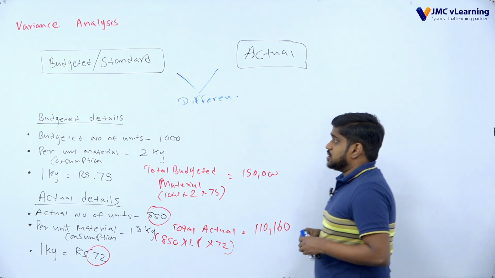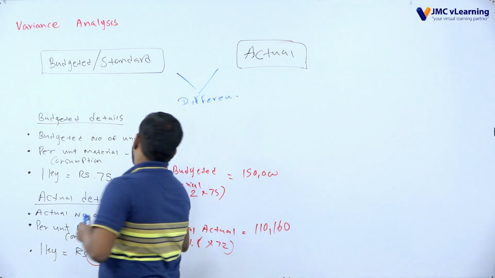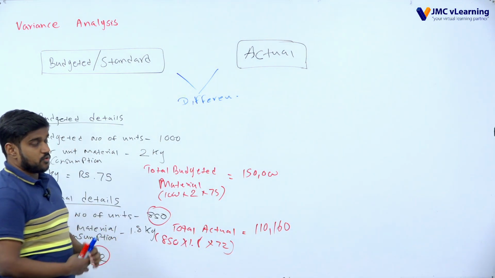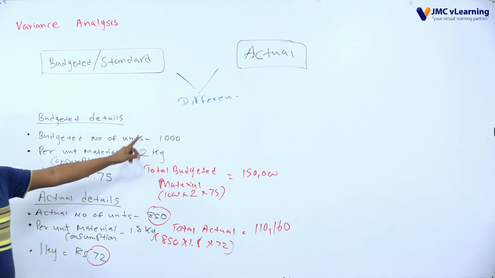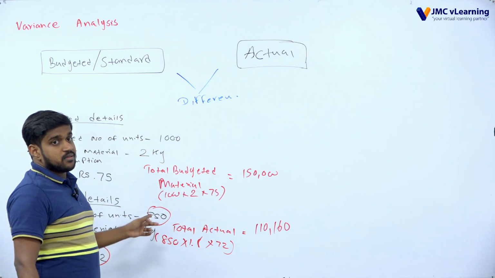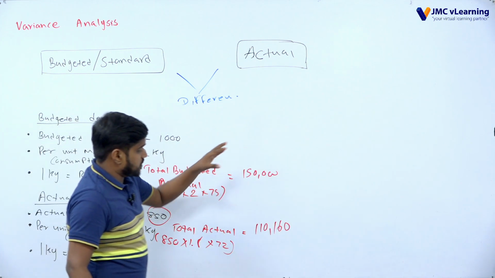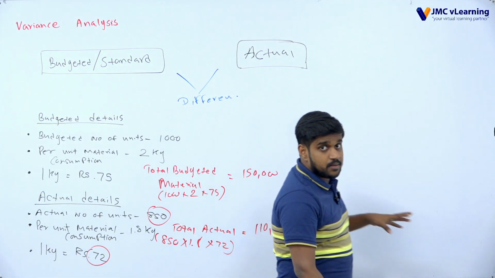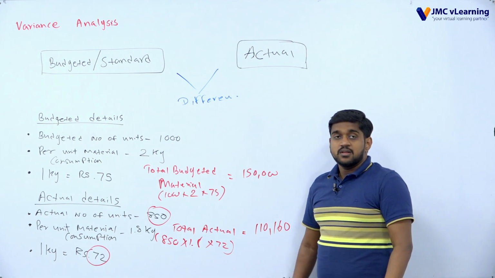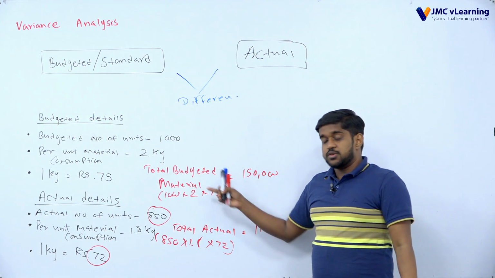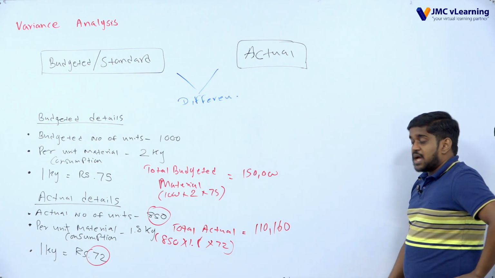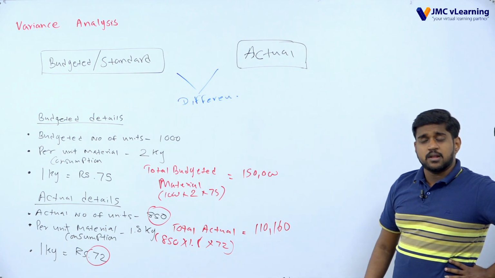But can you remember, I told you normally we can't compare this budgeted data with actual data, because this budgeted data is based on what? Based on our budgeted number of units of 1000, but our actual number of units is 850. If we compare 150,000 with 110,160, it is not fair. Then what did I do for that? I converted this budgeted data into our actual level. That means simply I calculate what? Flex budget.